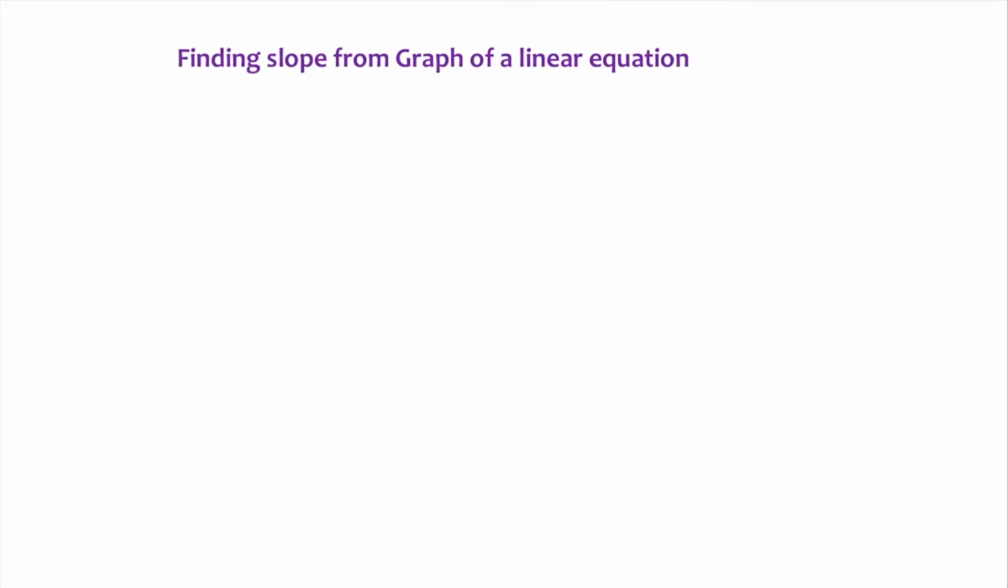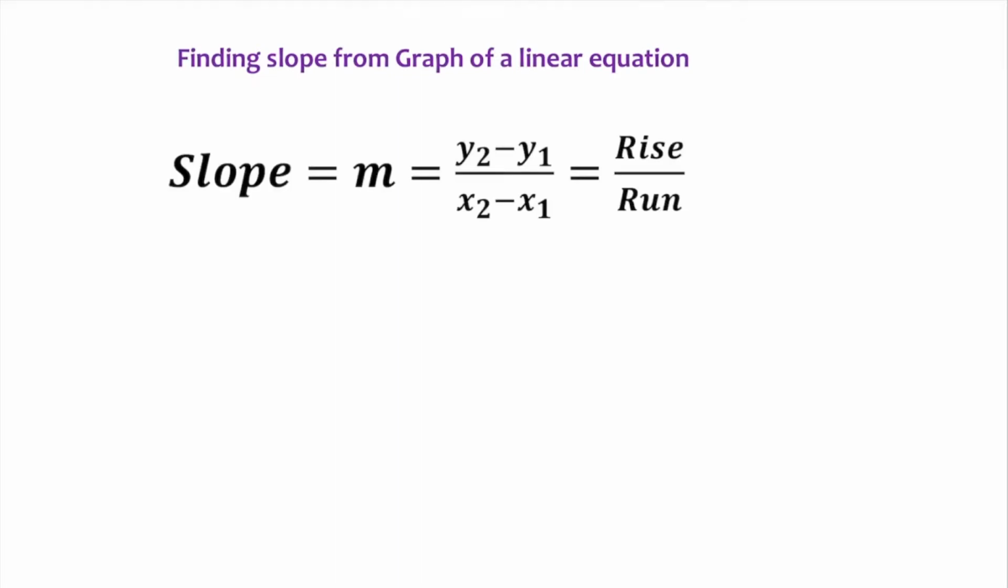How to find slope from a graph of a linear equation. So there is a formula for slope. We know this already. Slope m is equal to change of y over change of x. Change of y means going up and down, rise, and run is along the x-axis, going to the right or to the left. Let's take a look at a couple of graphs.